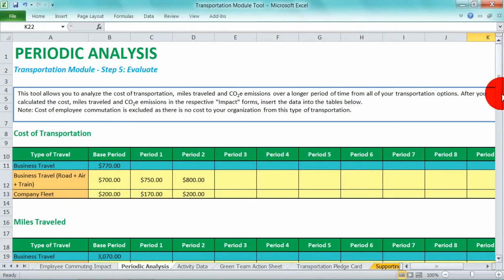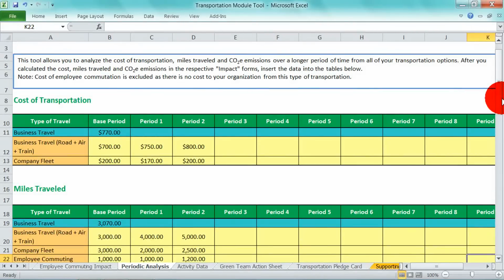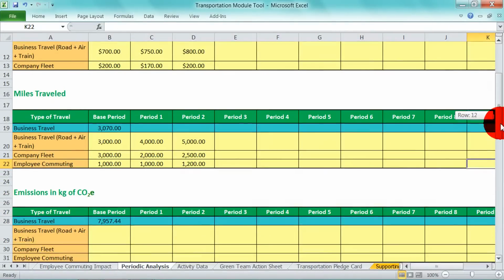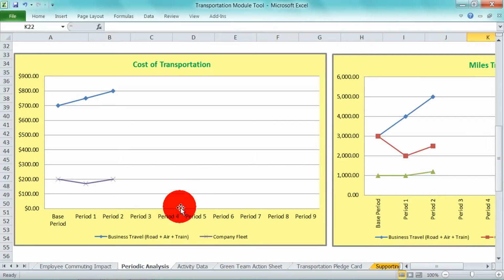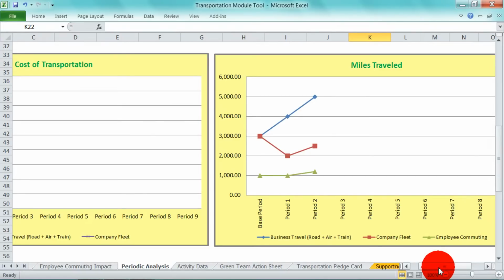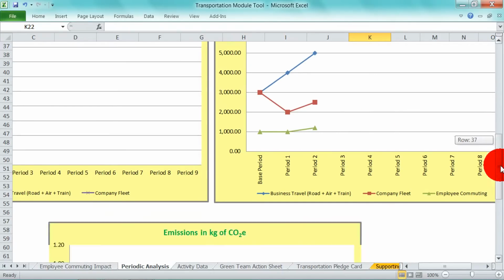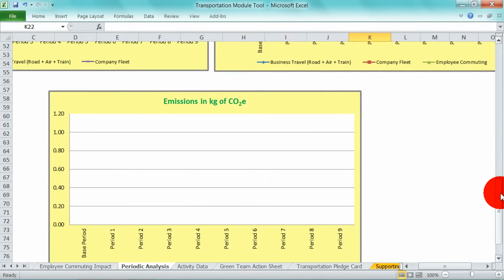So I already input some numbers here, and once you fill in these tables, all of the data will be then displayed in these charts below here. So cost of transportation compares business travel and company fleet period by period, so you can see your progress. And then we have miles traveled, business travel, company fleet, and the green one is employee commuting. And then you have a chart for emissions in kilograms of CO2 equivalent as well.